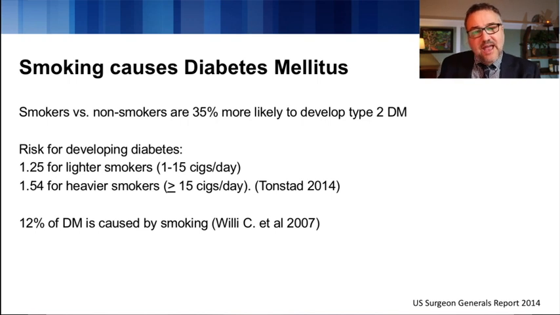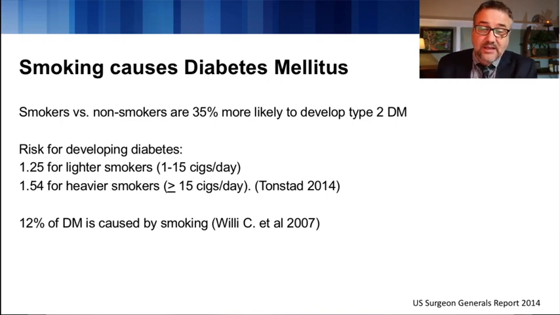And because of that, the hemoglobin A1C will go up about 1.5 points, is about how much you get in a smoker compared to a non-smoker. And when smokers quit, hemoglobin A1Cs will come down about 1.5 points. But when looking at smokers versus non-smokers, smokers are about 35% more likely to develop diabetes.